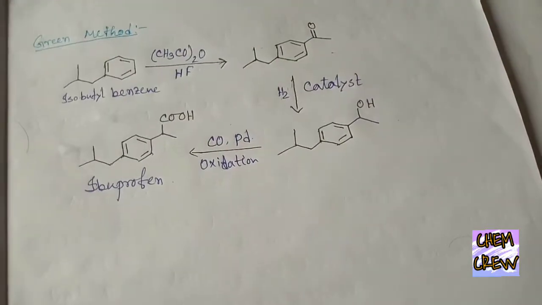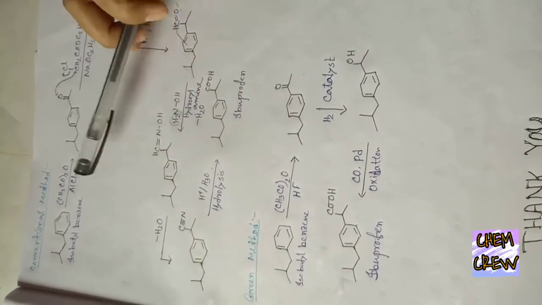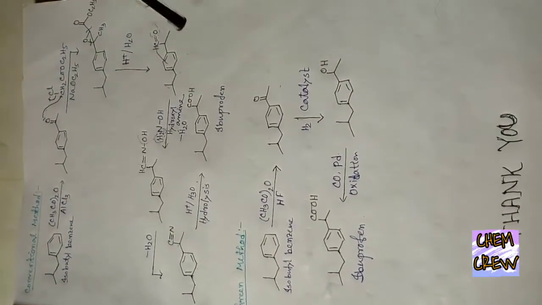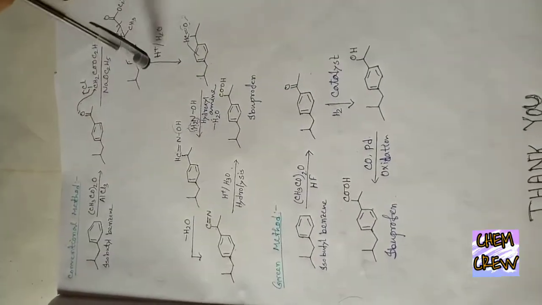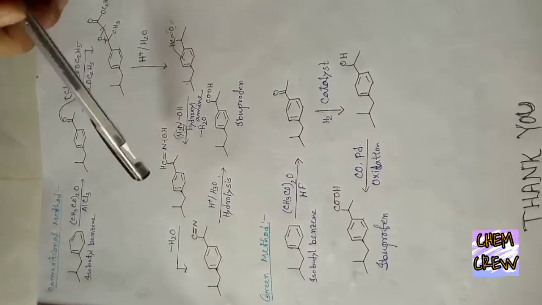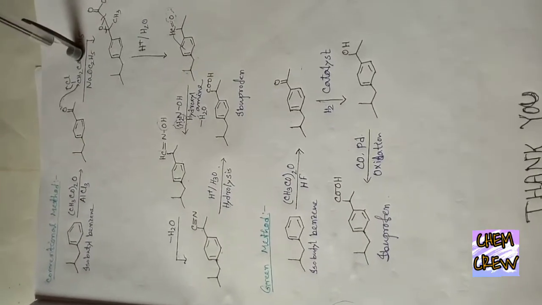So comparing these two methods, we can see that in the green method, ibuprofen is produced in only 3 steps, but in the conventional method it takes 6 steps. Here we can also see that many reagents are used, and many waste products are formed. But in the green method the reagents are not many, and there is not much waste product.